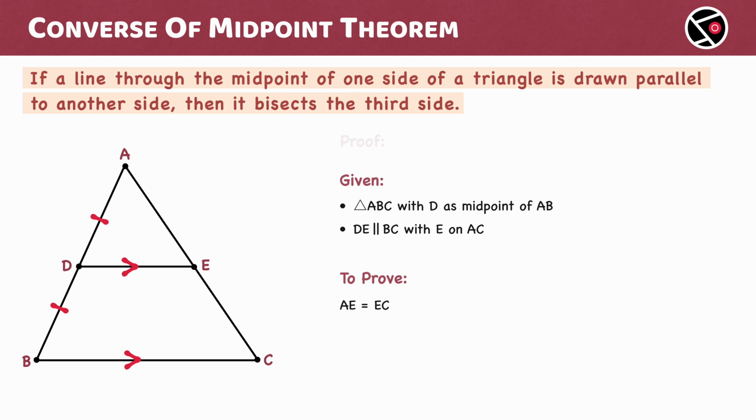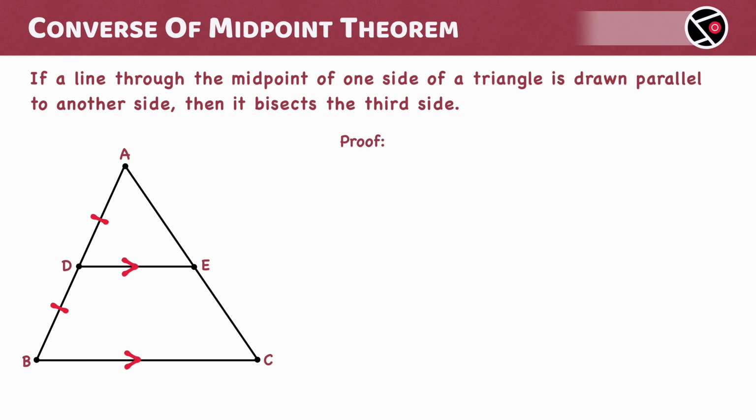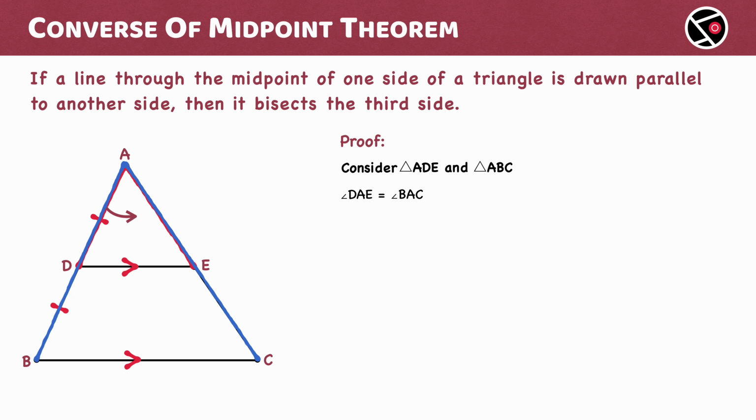Now let's move to the proof. We start with triangles ADE and ABC. Angle DAE equals angle BAC. This angle is common to both the triangles. This is equation number 1.